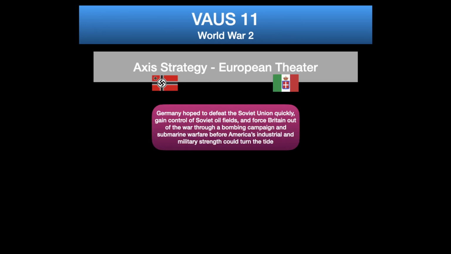The Axis strategy is pretty straightforward in the European theater. Germany hoped to defeat the Soviet Union quickly by gaining control of the Soviet oil fields, and then to force Britain out of the war through a bombing campaign called the Battle of Britain. Additionally, submarine warfare was one of Germany's strengths, even going back to World War I, but Hitler himself even knew that America entering the war was not good for him because of our economic strength, the industries that we have in the United States in terms of building weapons of war.